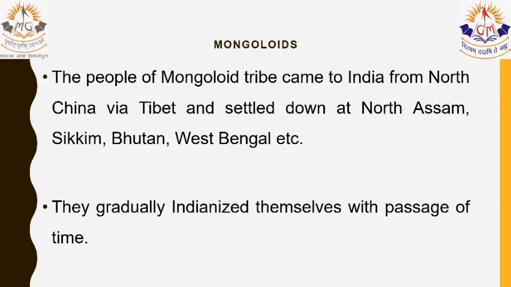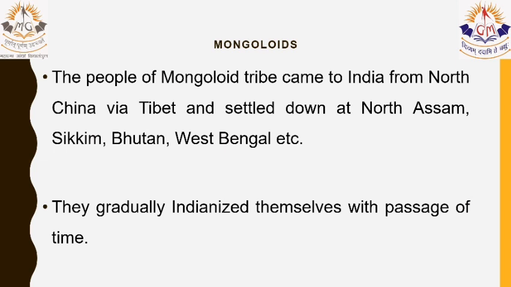Now we come to another tribe, that is the Mongoloid, which came to India. The people of the Mongoloid tribe came to India from North China via Tibet and settled down at North Assam, Sikkim, Bhutan, West Bengal, etc. The people of the Mongoloid tribe came from North China.